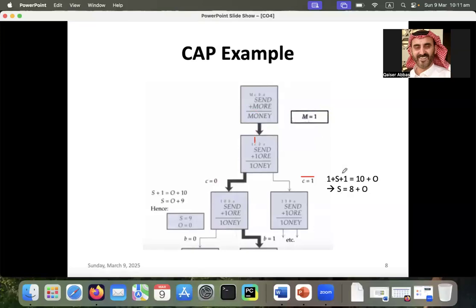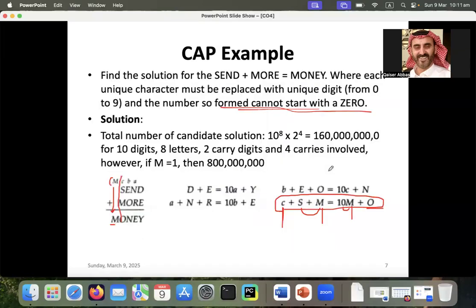So if your carry is 1, now the equation would be what? This carry is 1, and this M is 1. Here the M is 1. This will become 10. And this, so S plus 1 plus 1 is equal to 10 plus this O. So now this would be the equation. So S plus 2 is equal to 10 plus O, or 10 minus 2, you will have 8.